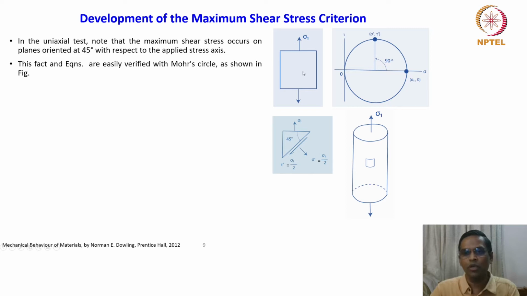We are now considering the uniaxial deformation, a tensile deformation, whether it is a cylindrical member or a square member. And we are saying that the maximum shear stress occurs on the planes oriented at 45 degrees. So this is the square member. According to this geometry, this is the plane which we are talking about, oriented at 45 degrees. On this plane, the shear stress tau prime is sigma 1 by 2, which is nothing but tau naught equal to sigma 1 by 2. Okay.